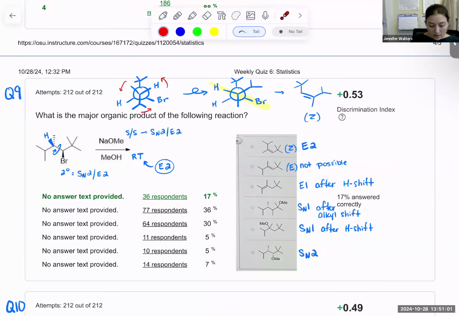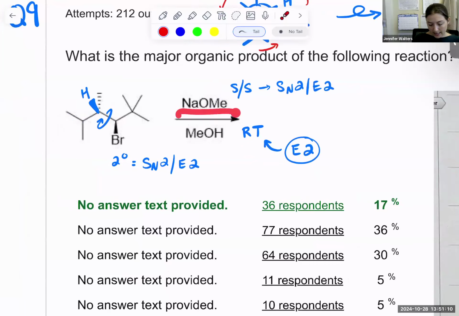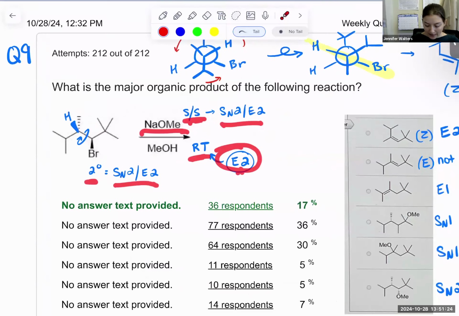Question 9. What is the major organic product of the following reaction? Okay, so for this one, we have our sodium methoxide. That is strong, that's O minus. So that means SN2 or E2. I then see a secondary leaving group, tells me SN2 or E2. And then no temperature is written, so I'm going to assume room temperature, that tells me E2.